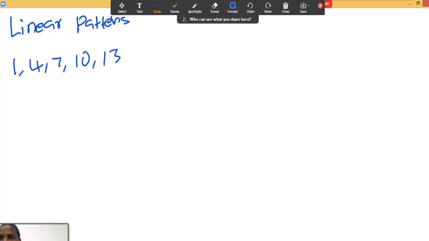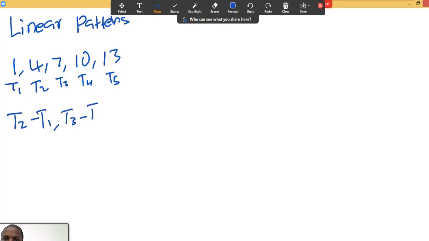Normally 1 is called term 1. This is term 1, 4 is term 2, 7 is term 3, 10 is term 4, and 13 is term 5. The first thing we need to do when analyzing a pattern or trying to find a general formula is to look at the difference. When we're finding the difference, we're looking at term 2 minus term 1, then term 3 minus term 2, so the bigger term minus the lower term.